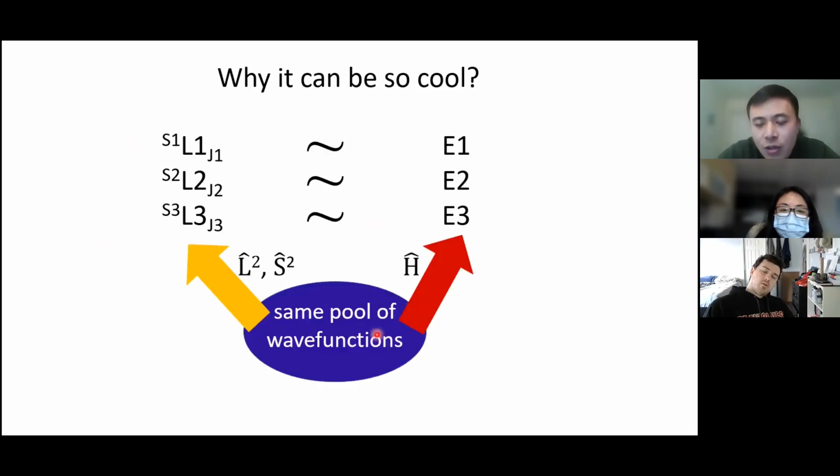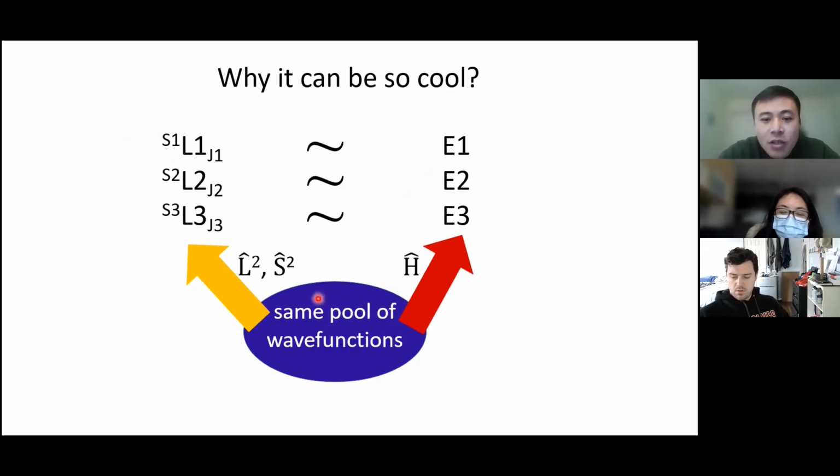And this is a picture I drew. Hope that it captures the essence of what I mean. So let's say these are the operators we're discussing, right? We have the Hamiltonian, we have the orbital angular momentum operator and also the spin angular momentum operator. They commute, they're commutative, so that they share the same pool of wave functions.